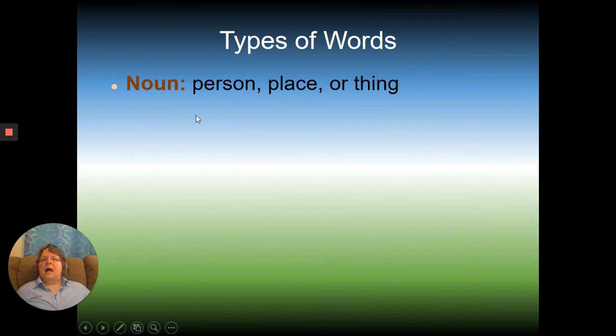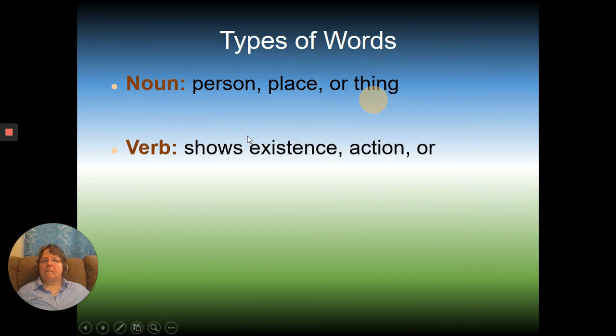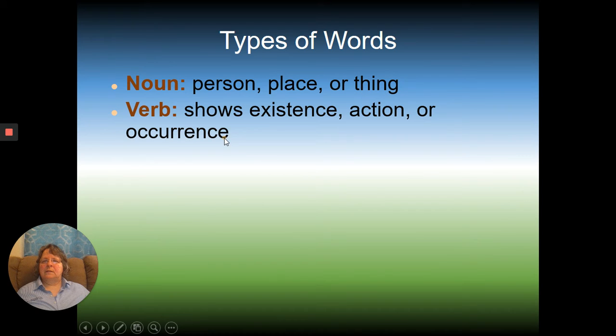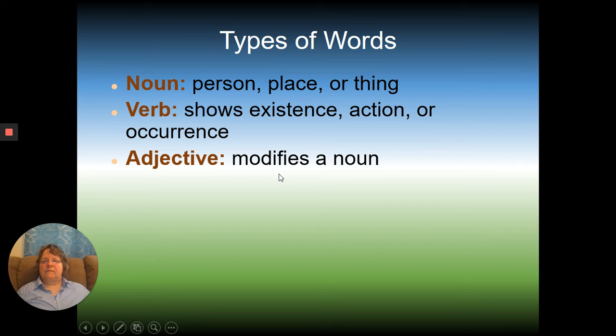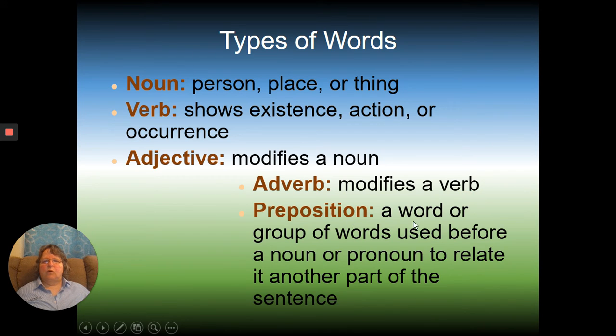We have different types of words: a noun, which is a person, a place, or a thing; a verb, which shows existence, action, or occurrence; an adjective, which modifies a noun; an adverb, which modifies a verb; and a preposition, a word used with a noun or pronoun to relate it to another part of the sentence. So in English, it's like, he went to the store. To the store is a prepositional phrase. So each language will have these different types of words, and they're represented in different ways in the language.